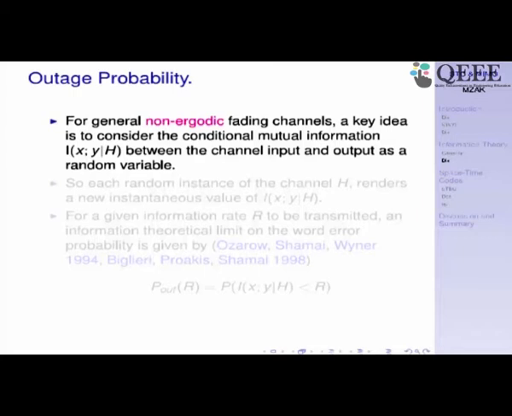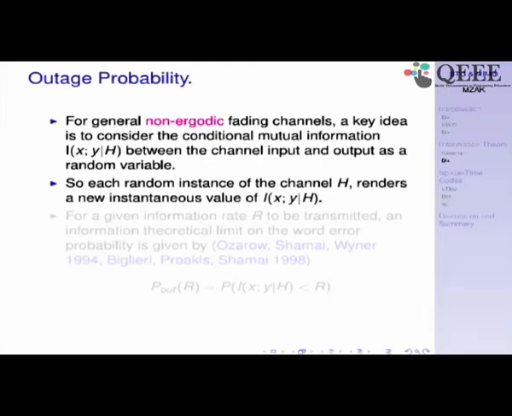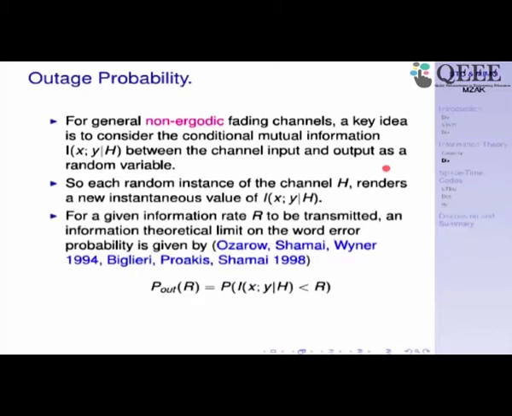So each block will give us a new conditional mutual information. It's a random variable. Now, for a given information rate R to be transmitted, an important thing is a theoretical limit on the probability of packet or word error. Define P_out, the outage probability, as the probability that the conditional information rate is less than a given rate R that I have chosen to transmit. Because the mutual information is a function of H, there is a non-zero probability that it is going to be less than R. I call that the outage probability. Please note this definition: outage probability.